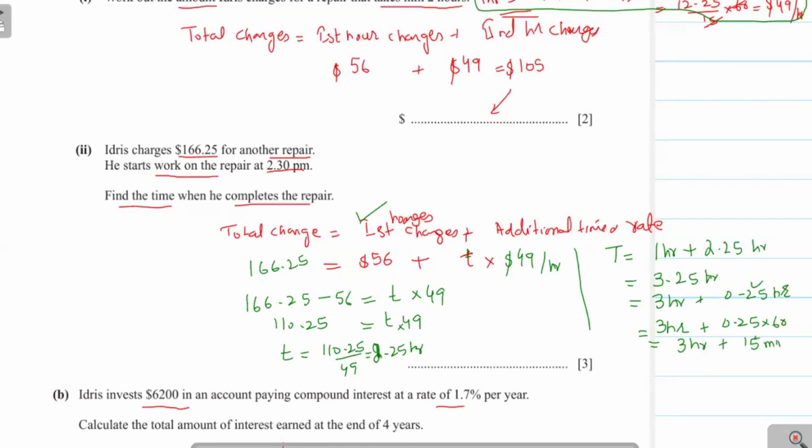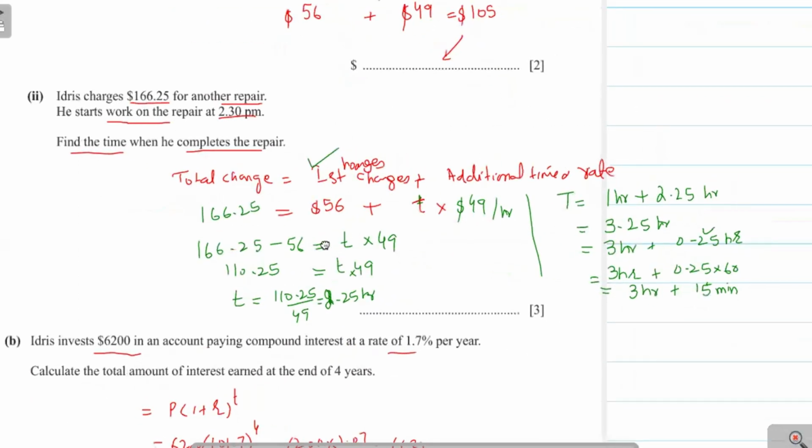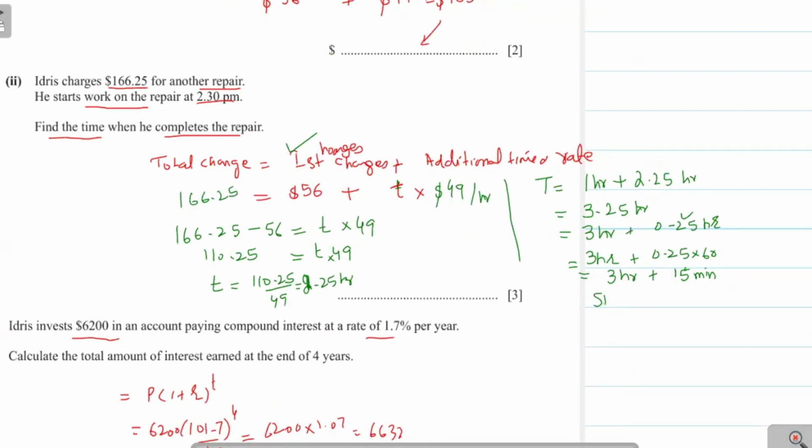and this will be equal to 3 hours plus 15 minutes, and he started the work at 2:30 p.m. Therefore we write here starting time 2:30 p.m. and working time 3 hours 15 minutes. That will be equal to 5:45 p.m. This is the finishing time, and this is the answer.